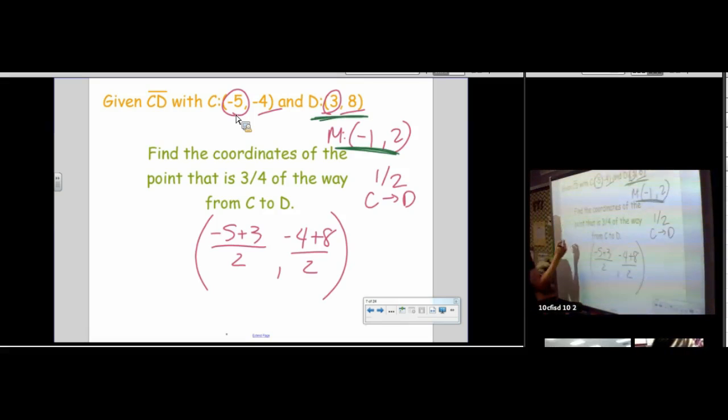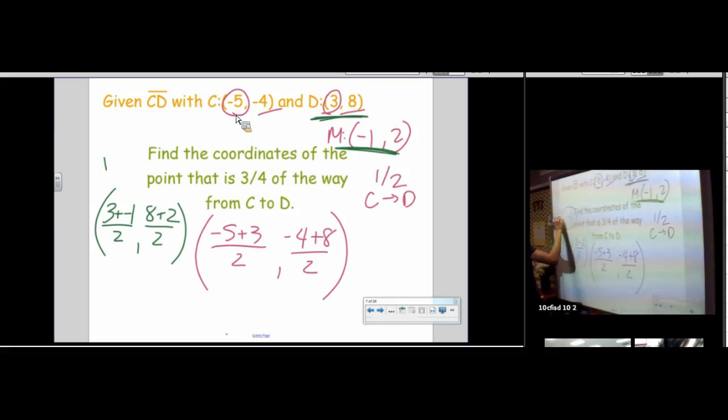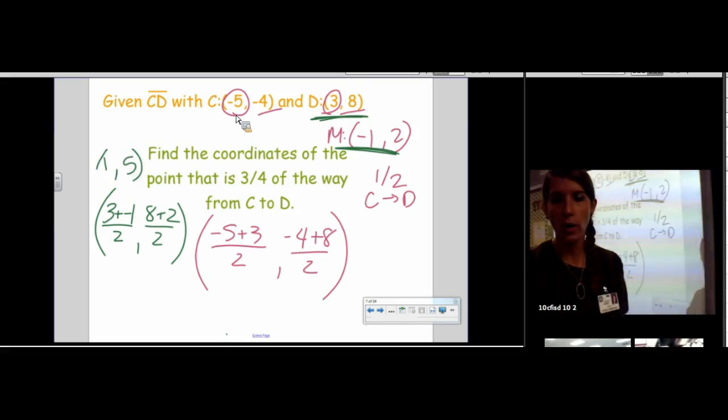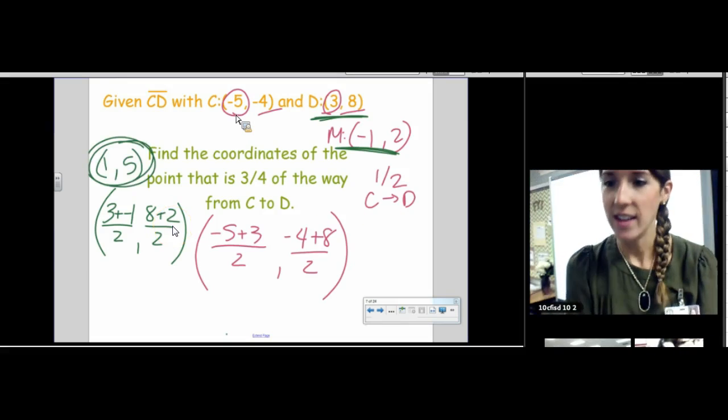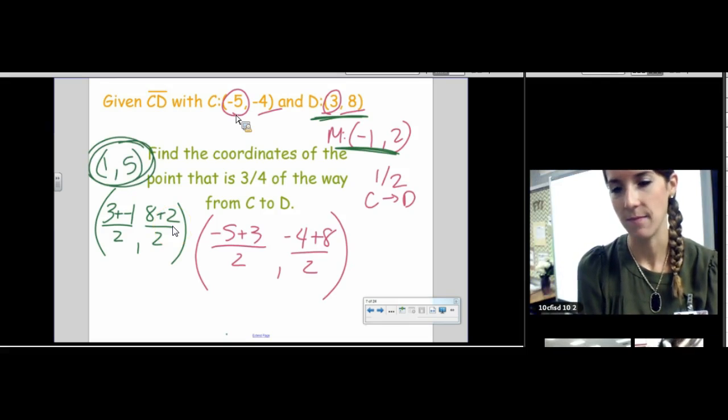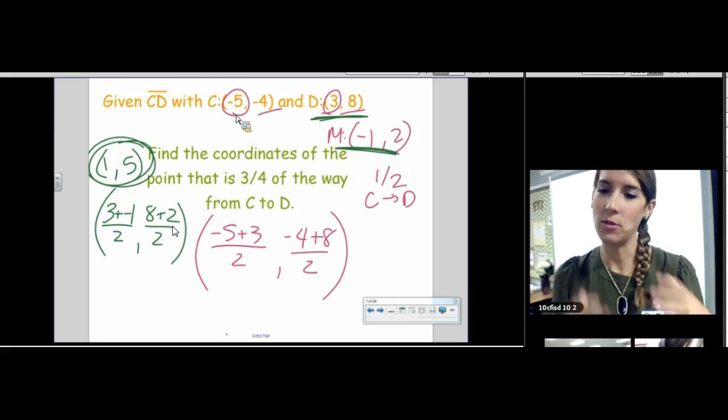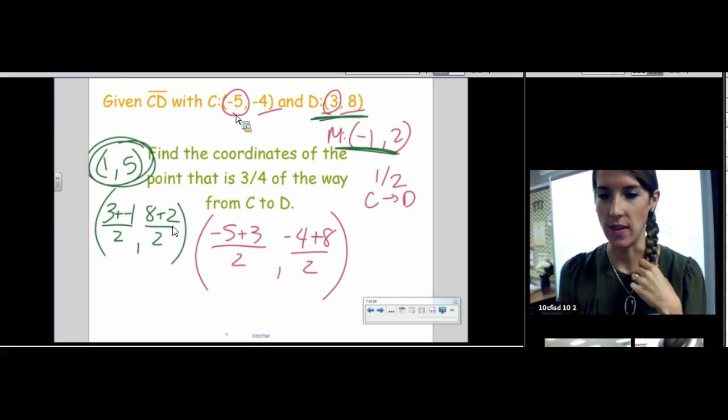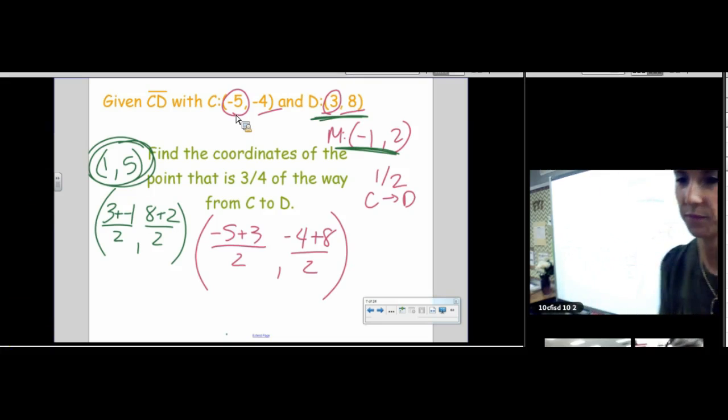Okay? So, same formula. Add your X's and divide by 2. Add your Y's and divide by 2. 2 divided by 2 is 1. And 10 divided by 2 is 5. So those are the coordinates of the point that is 3/4 of the way from C to D. And if we had graph paper, it would be cool and you would see how it lands right there. Y'all get the same thing I did? You got that? Good job.